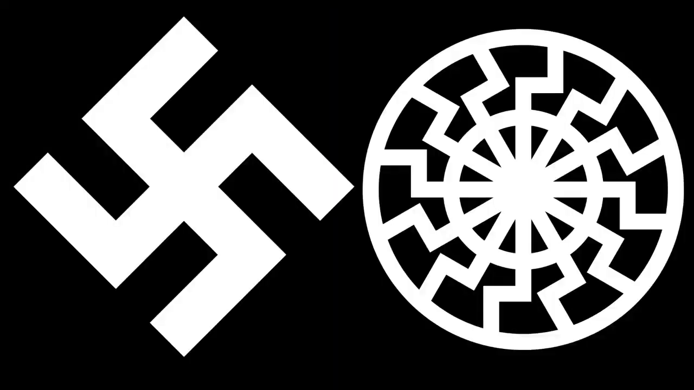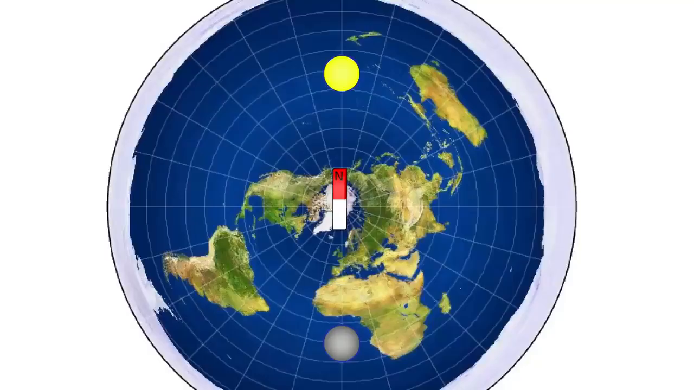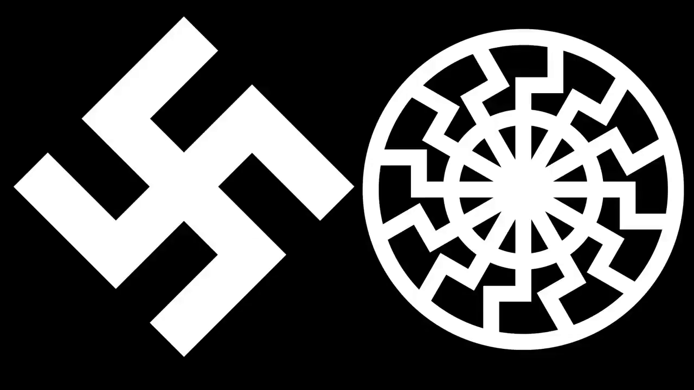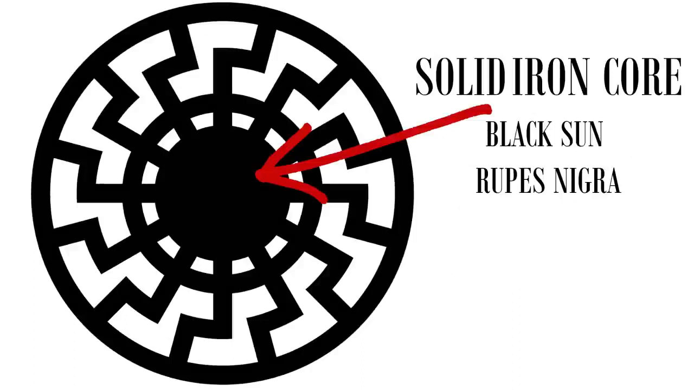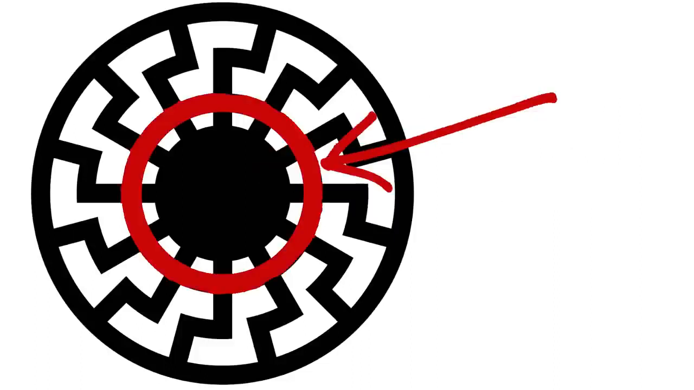The symbol of the swastika and the black sun offer some clues as to why. For years now, flat earthers have come to see the magnetic North Pole and geographic North Pole as synonymous. But they are not. As you know, the swastika symbolizes the vortex. But the black sun takes its symbolic message further. The central core circle here represents the iron core, the black sun, or what the fictional Mercator called the Rupes Nigra. But look closer. There is another ring outside of the central core.